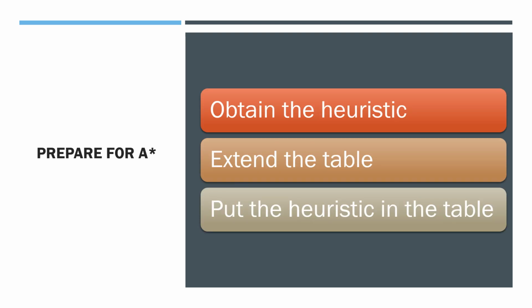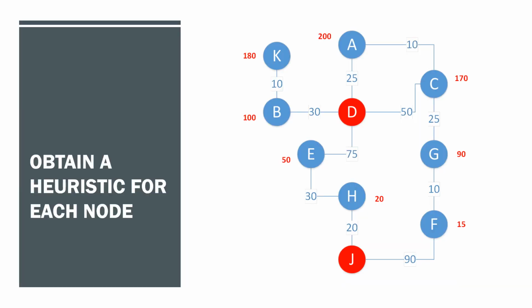So we just need to prepare before we begin, and what we've got to do is obtain a heuristic for each node. We're going to extend the table to add columns to show the heuristic and the A-star total, and then we'll fill in the table with all our heuristics. Of course, obtaining a heuristic is a new task that people have to do if they're using this algorithm, but luckily you don't have to worry about that. I've provided some heuristics here, and if you were doing it in the exam, they would provide the heuristics.